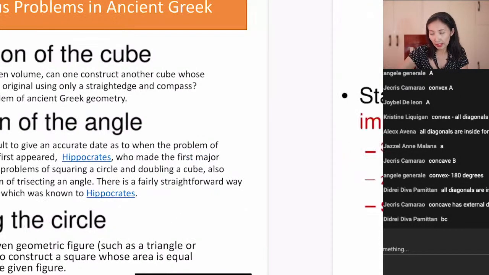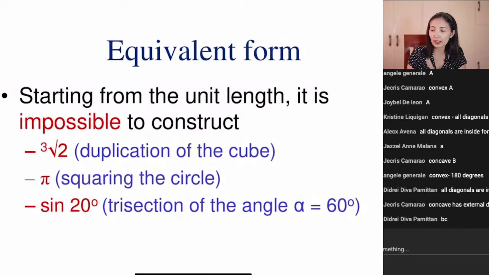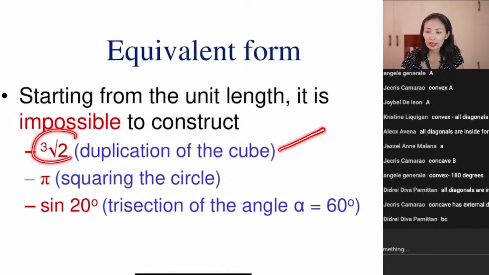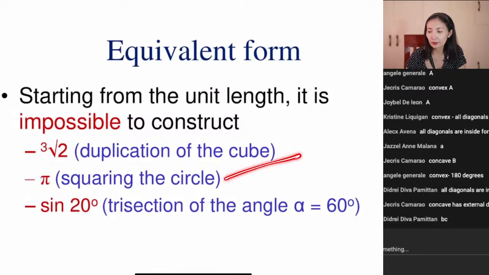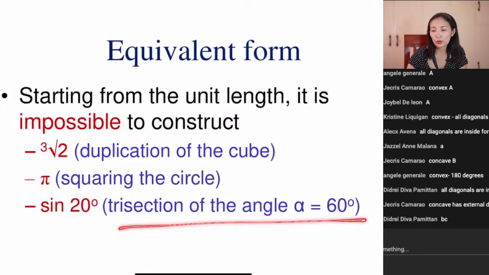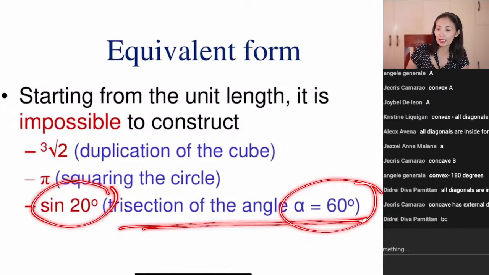Next, equivalent forms of those three problems are the following. Duplicating the cube, okay? Geometrically representing the cube root of 2. Squaring the circle is looking for the exact value of pi, then trisection of the angle alpha, okay, by showing sine 20 degrees.